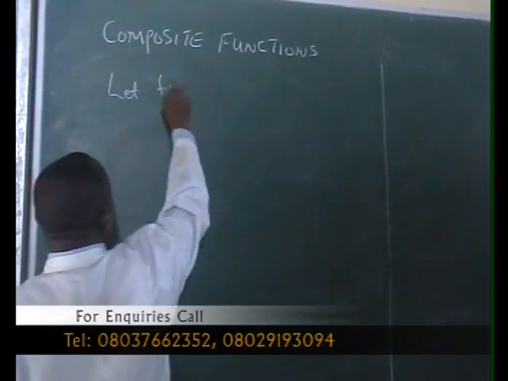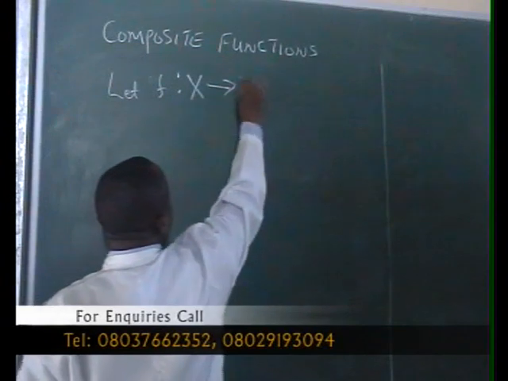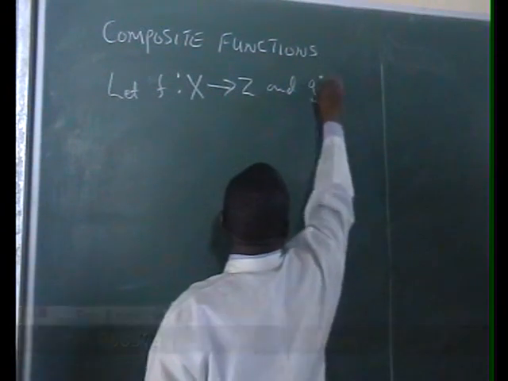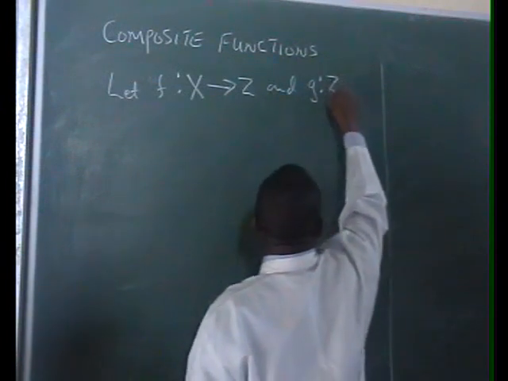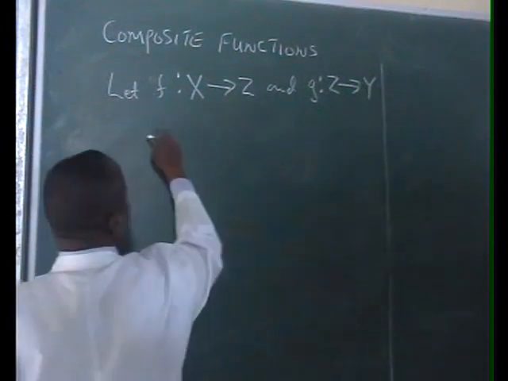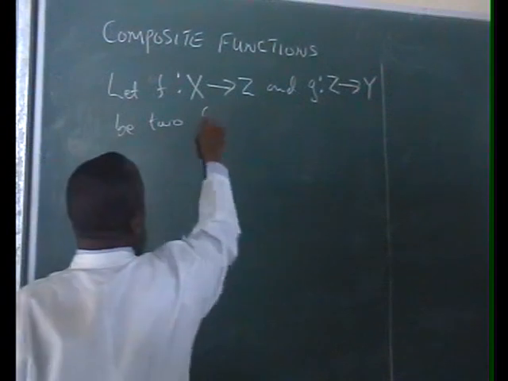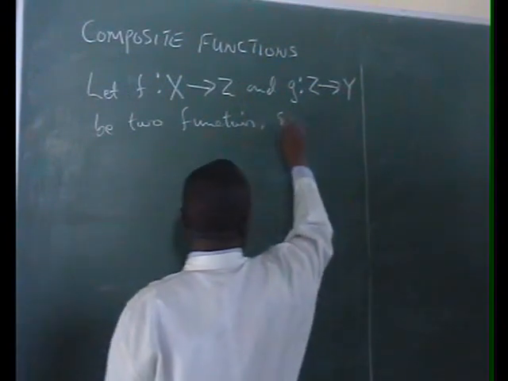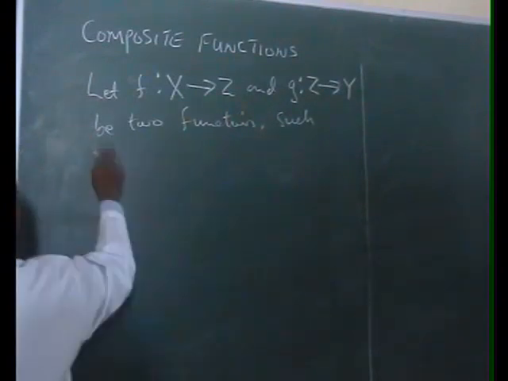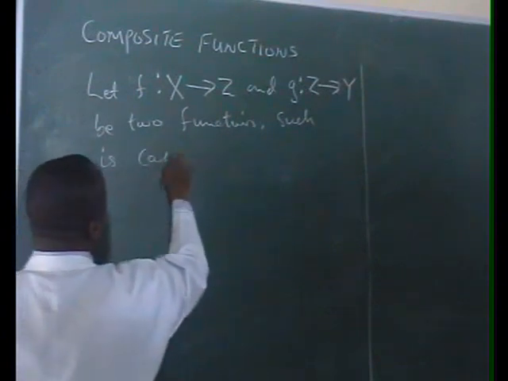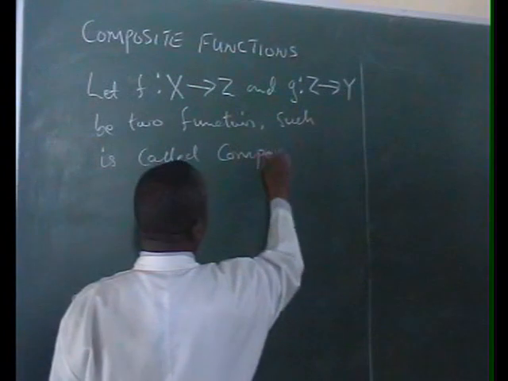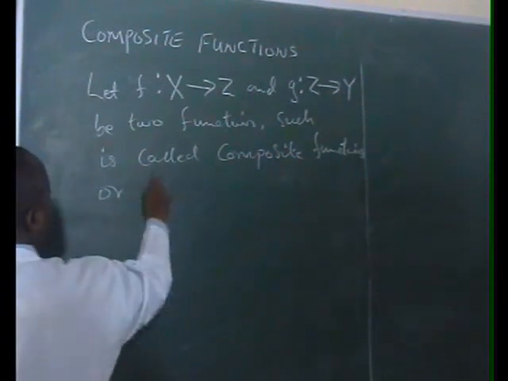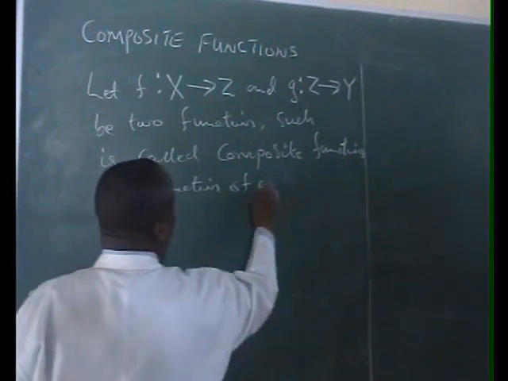Let f be such that x maps to z, and g such that z maps to y. The two functions such are called composite functions, or function of a function.